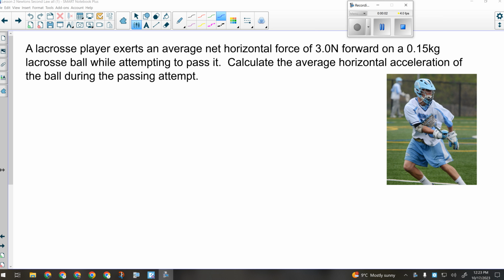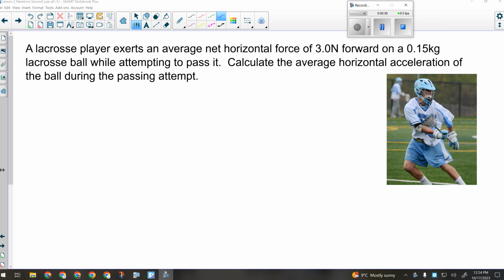Okay. So anytime there's a net force, then obviously the object's going to accelerate. So we've got this fairly simple Newton's second law question here about this lacrosse player. It tells me that the lacrosse player exerts an average net horizontal force of 3 newtons forward on a 0.15 kilogram lacrosse ball. Okay, they just told me the net force. Do I have to do even a free body diagram or anything?